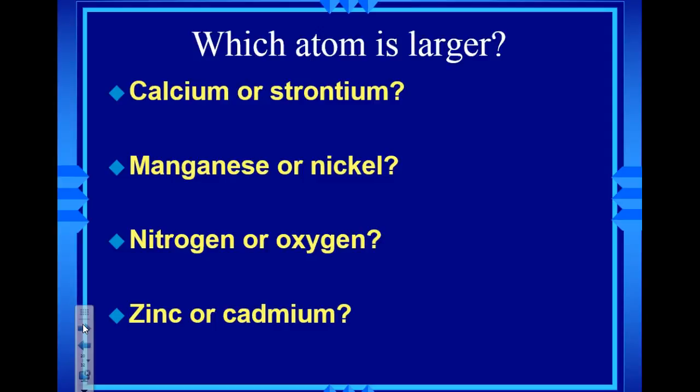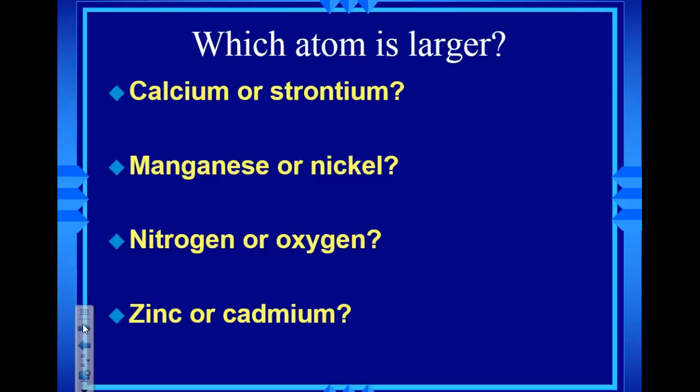Decreases. It becomes smaller. So actually, this is a very tough question to answer based on just an introduction to this. I would predict that nickel might be slightly larger than magnesium, but not tremendously larger. Manganese versus nickel. Which one is the larger? Manganese. Nitrogen or oxygen. Nitrogen. Nitrogen will be the larger of the two.